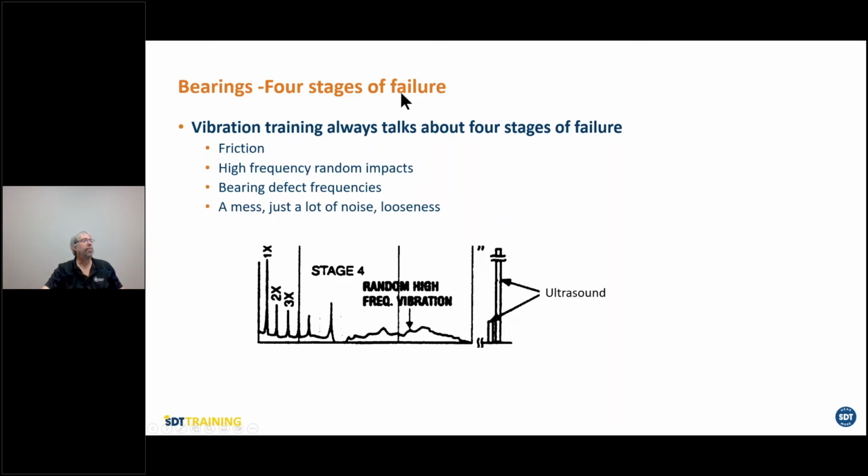There are 4 stages of bearing failure. First, the friction goes up. If the friction goes up, guess what? The ultrasound goes up. Then high frequency random impacts occur. Then bearing defect frequencies occur, which we just looked at: BPFI, BPFO, FTF, and BSF. Then once those appear, all you have is a bunch of looseness because there's no more geometry left within the bearing. Those are the 4 stages of bearing failure.